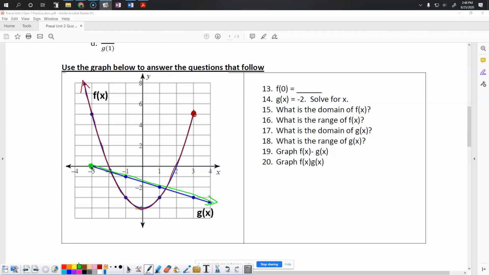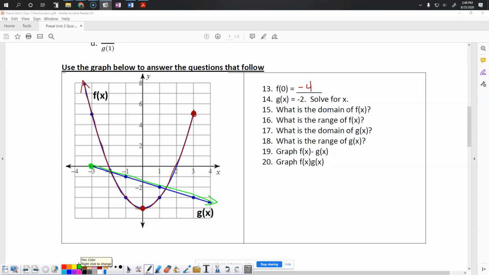Okay, so let's go ahead and take a look. F of 0. What that means is I want to look at the f function, the red one, and I want to find where x equals 0 on that red line. So that would be right here. And the answer would be the y value that goes with it. So therefore it's -4.